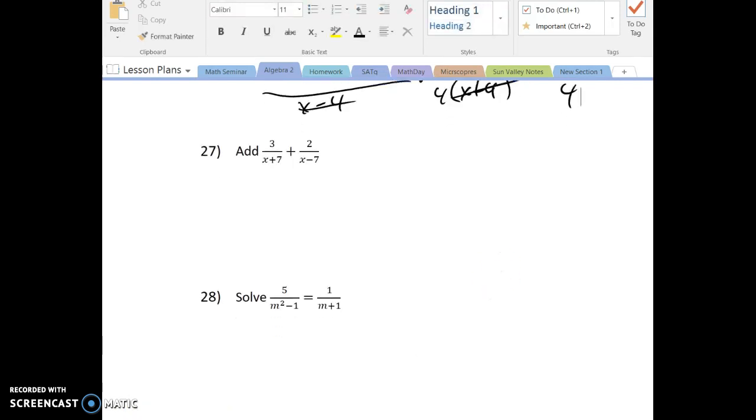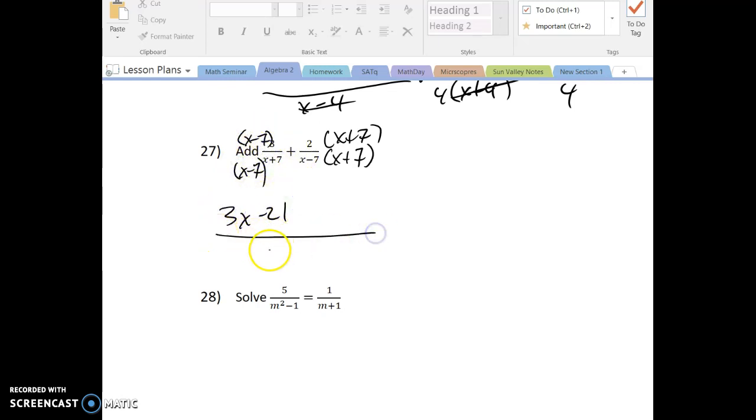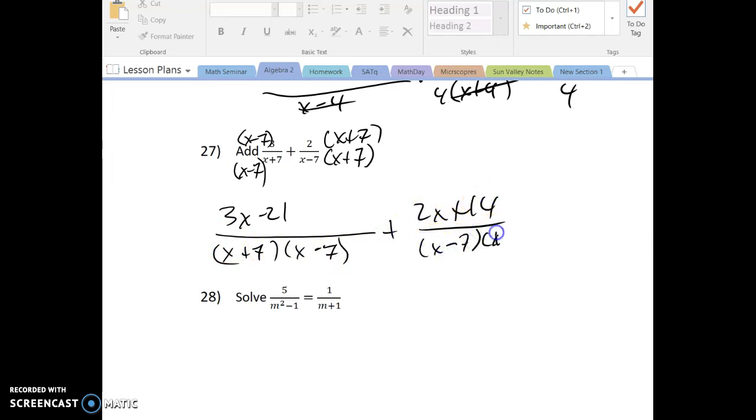So when we're adding our fractions, we need to have common denominators. So this one needs an x plus 7, and this one needs an x plus 7. This one needs an x minus 7, and this one needs an x minus 7. And so then their denominators are the same, so we need to distribute here. Then we need to distribute on the top, so we're going to get 3x minus 21 over x plus 7, x minus 7, plus 2x plus 14 over x minus 7, x plus 7.